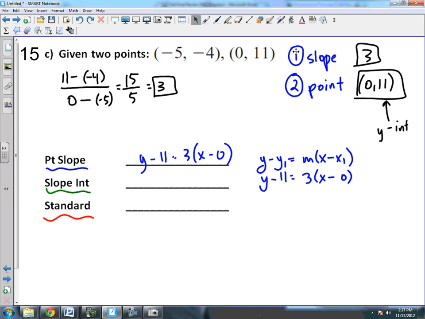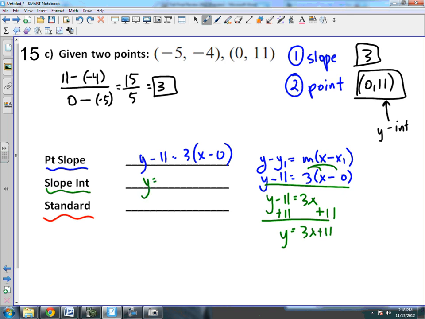All right. In order to get slope intercept form, I'm going to switch to green. You take this equation and you carry it out. You solve it for y. So I get y minus 11, distribute the 3. I get 3x minus 0. I'm not even going to have to do that. Add 11 to both sides. And y equals 3x plus 11.